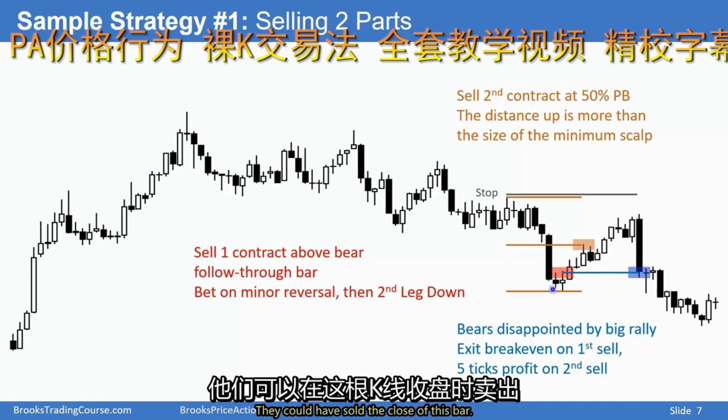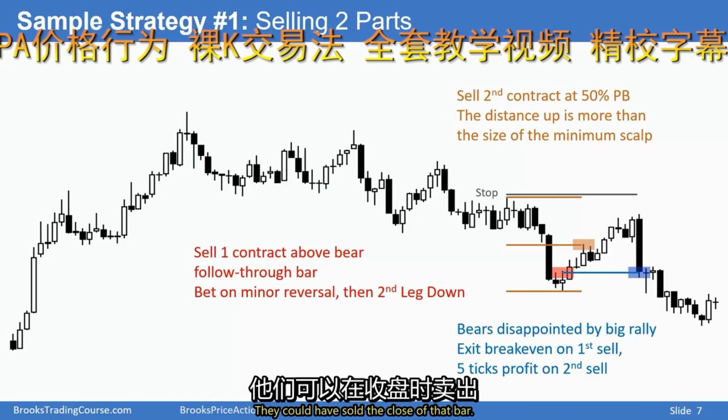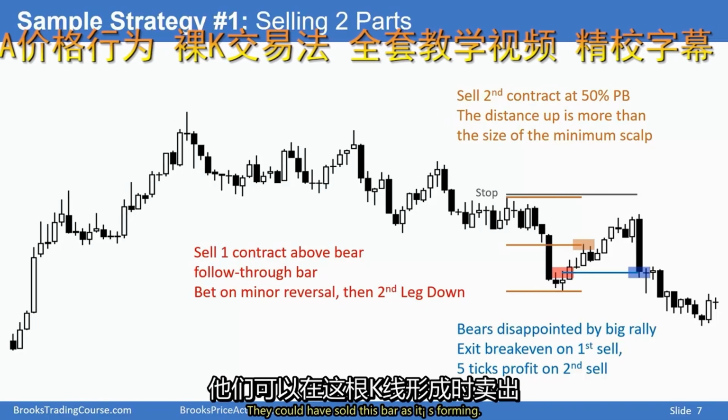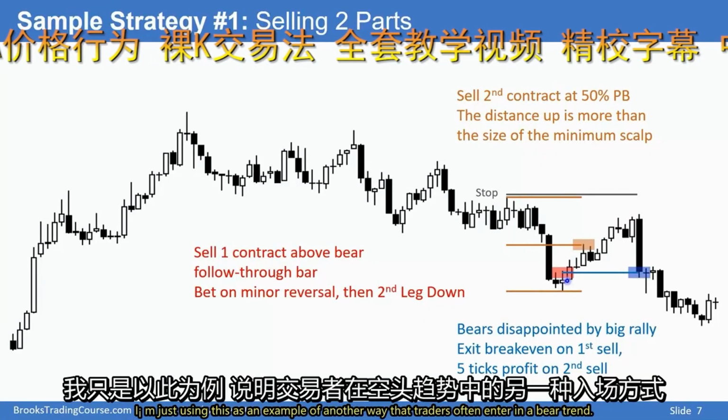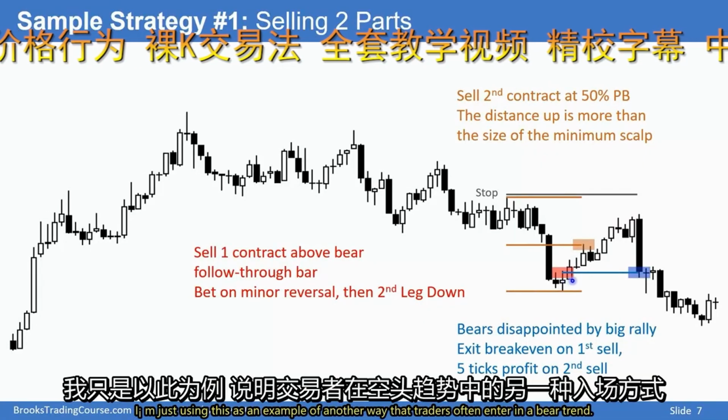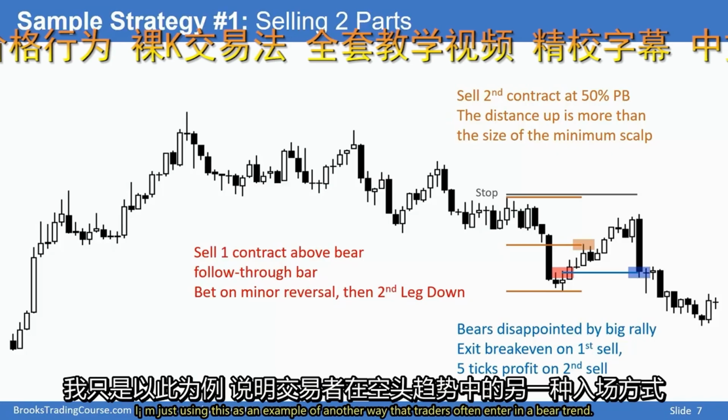They could have sold the close of this bar, they could have sold the close of that bar, they could have sold this bar as it's forming. I'm just using this as an example of another way that traders often enter in a bear trend.